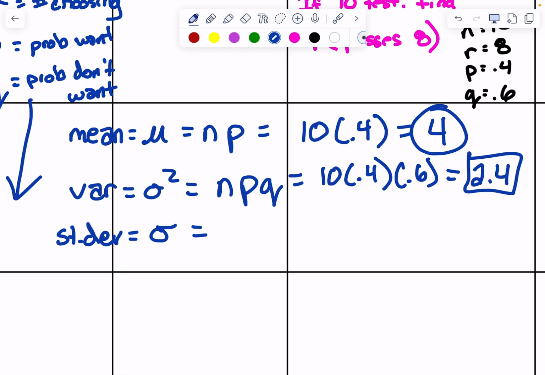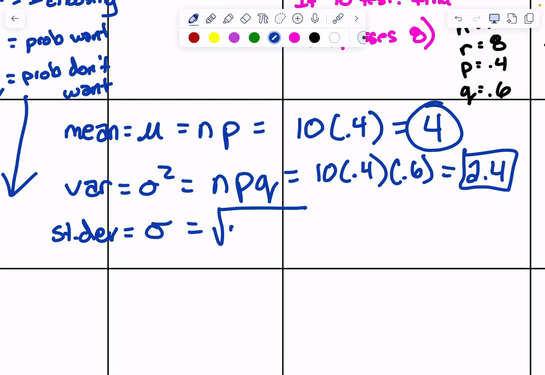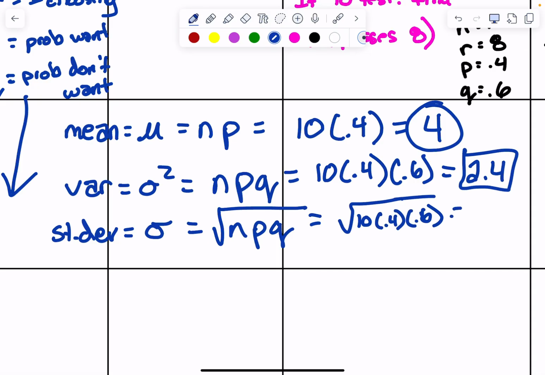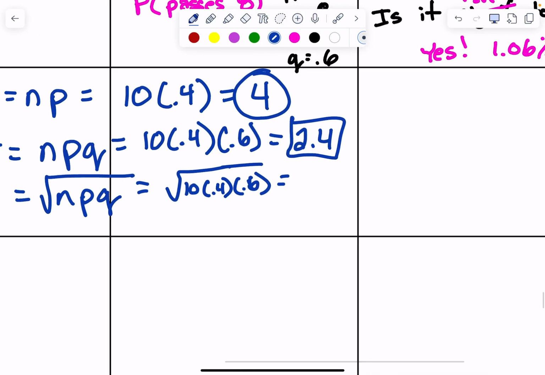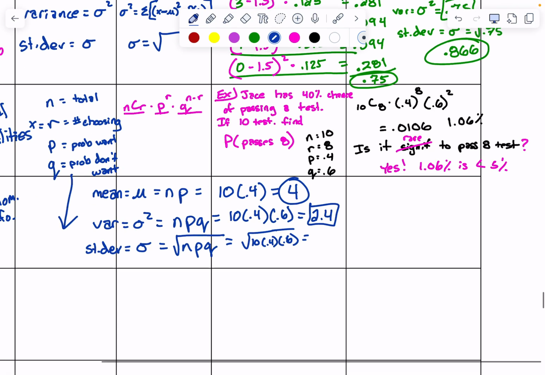All right, standard deviation is the square root of NPQ, which is the square root of the variance. So that's the square root of 10 times 0.4 times 0.6, or the square root of 2.4. And that is like 1.1 something. I don't know, somebody have a calculator, take the square root of 2.4. 1.55. Okay, 1.55 is the standard deviation.